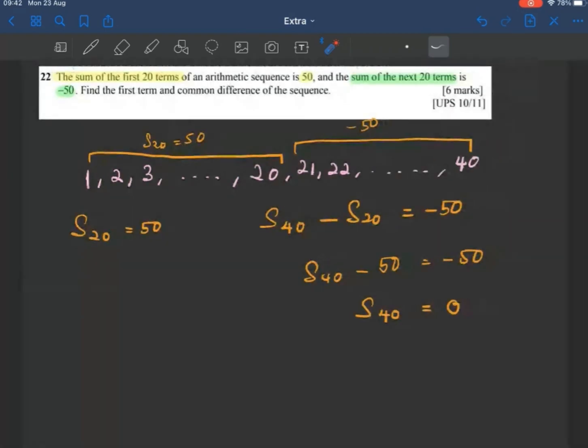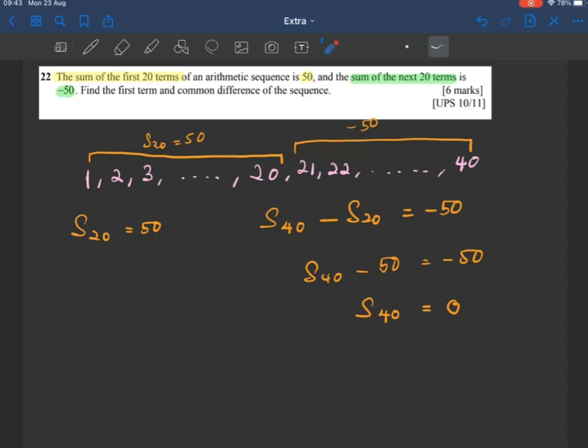So the aim is to find A and D. So we have S40 equals to 0 and S20 equals to 50. So substitute your formula n over 2 (2a plus (n minus 1)d), and then simultaneous to find A dengan D. The next steps tu saya tak perlu explain dah banyak kali sebab benda yang sama. Tapi untuk this chapter you have to know how to read the questions. Kalau kita tak tahu apa yang dia bagi, kita memang tak boleh nak cari. Boleh faham soalan 22 ni?